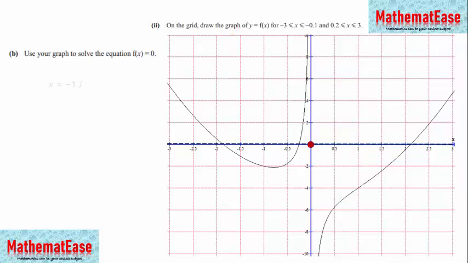And the answer there is about minus 1.7. It touches it here. And the answer there is about minus 0.2. And it also touches it here, which is about 2.2. Find an integer k for which f of x is equal to k has one solution.